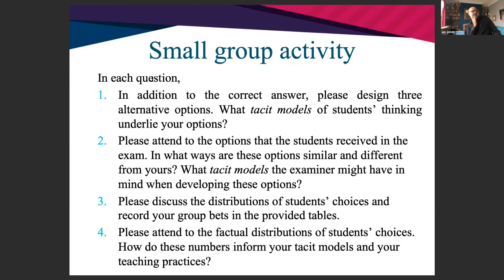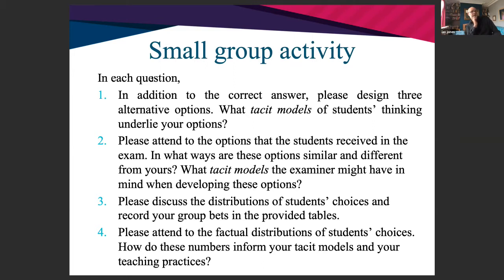And what we're going to do when we go into our breakout rooms, and George is just going to interrupt in a minute to show you the technology, is you're going to be presented with a question that was a multiple choice question. You're going to be asked to design 3 alternative options and to draw on your expectations of students' tacit models, of the sort of errors we might commonly expect. We then have a look at the real options, and we can think about the difference between what our groups have come up with and what was actually presented in the questions.